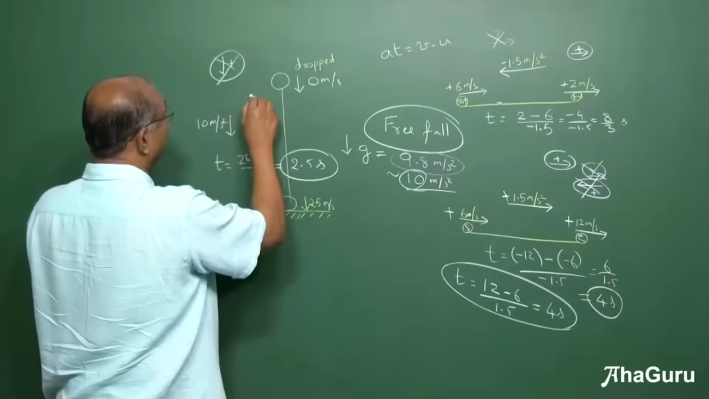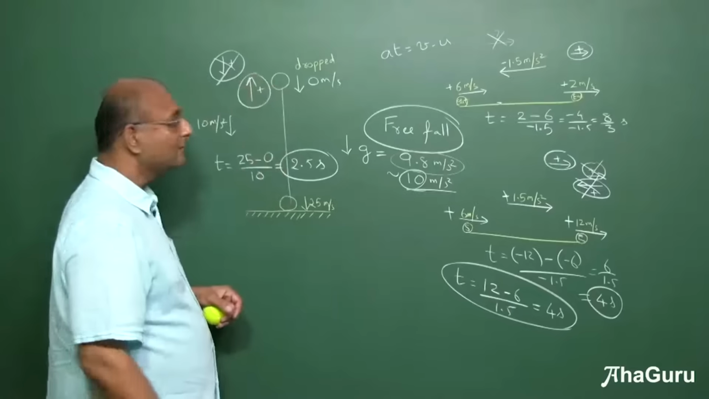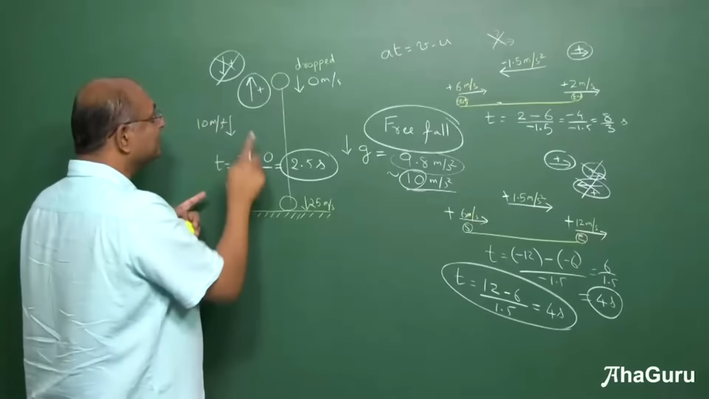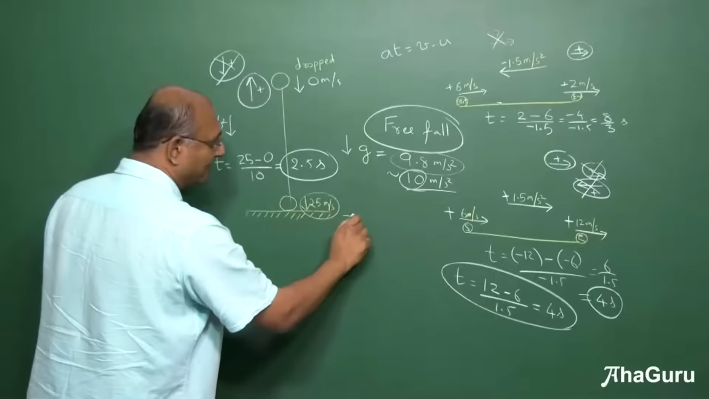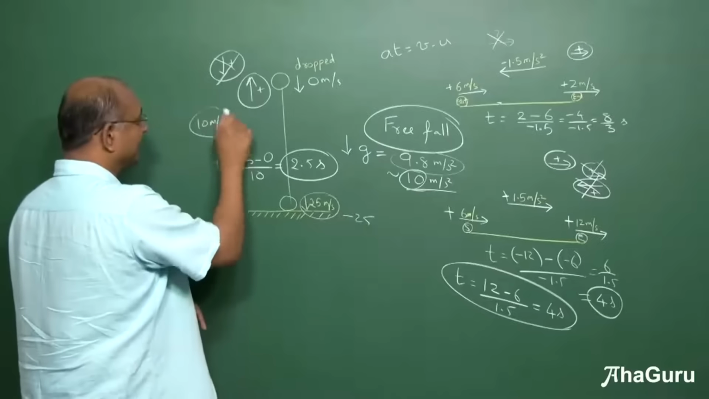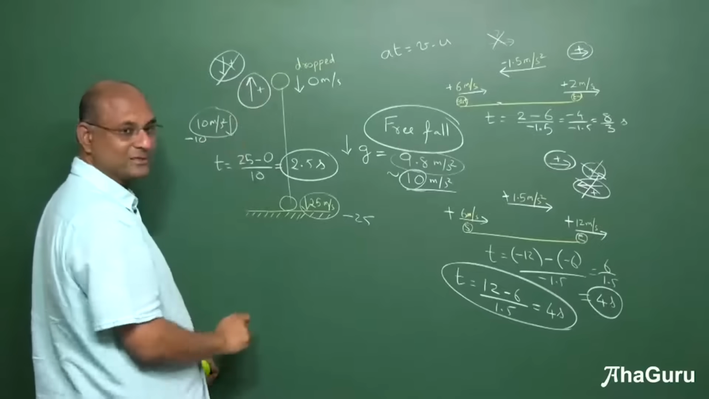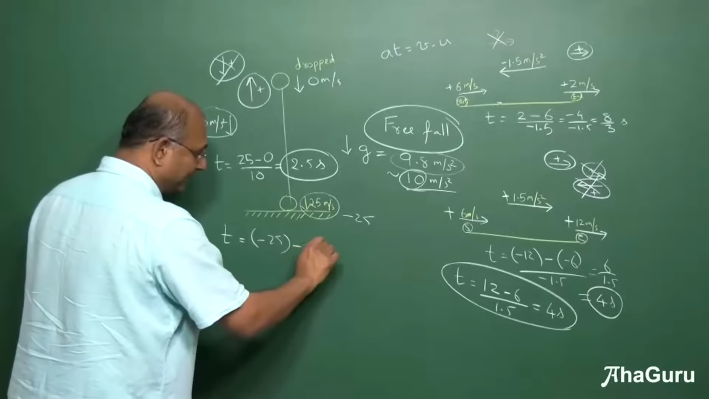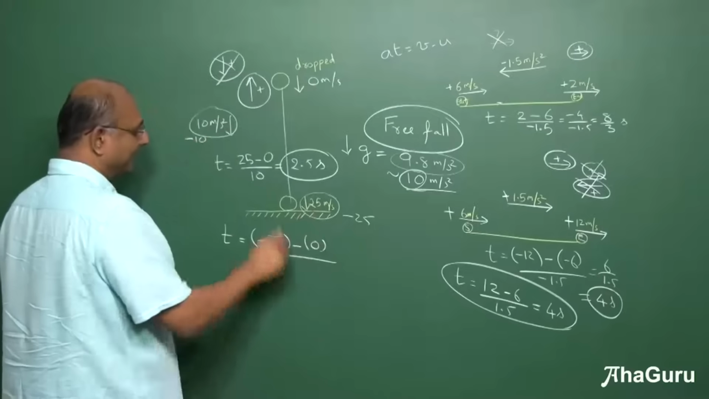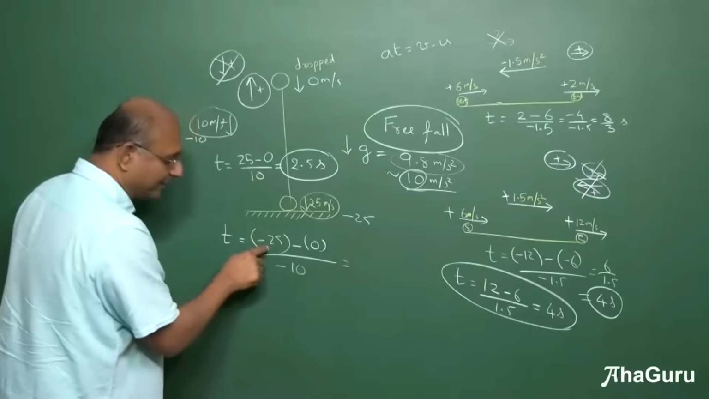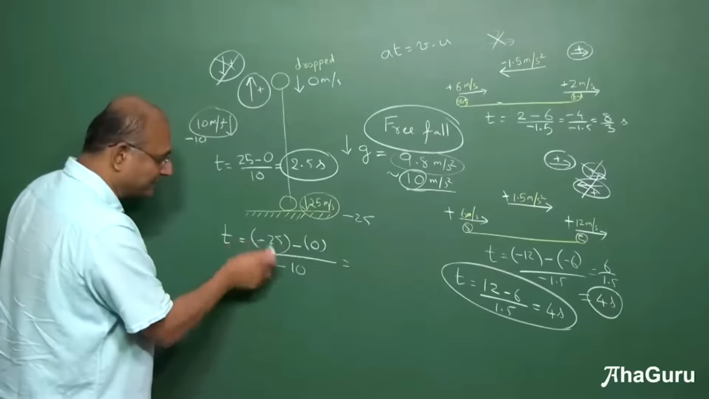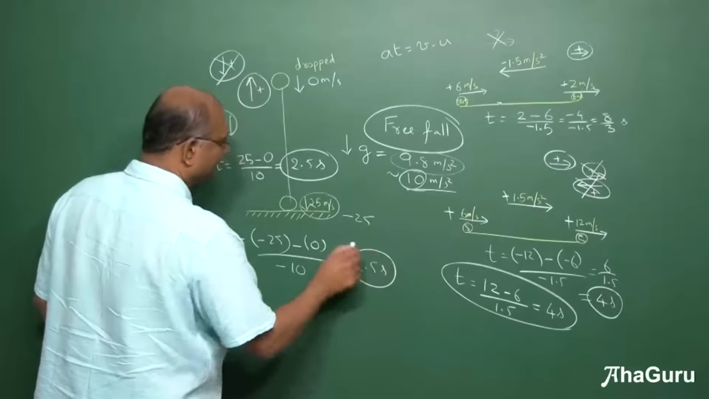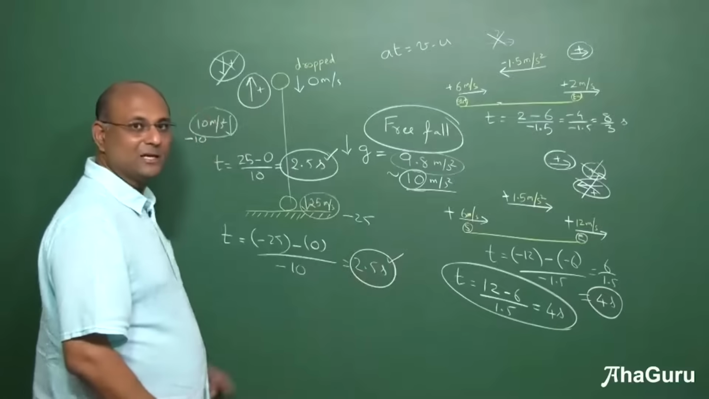If I had chosen up as positive, this is still 0, this is still 25, this is still 10. Only difference is since up is positive, this will be written as minus 25. This will be written as minus 10. 0 is of course 0. So then what will be the time? Final velocity minus initial velocity divided by the acceleration. Notice minus 25 by minus 10. Of course minus 0 you can ignore. Minus minus becomes plus. So 25 by 10, 2.5 seconds. So I hope this is clear.